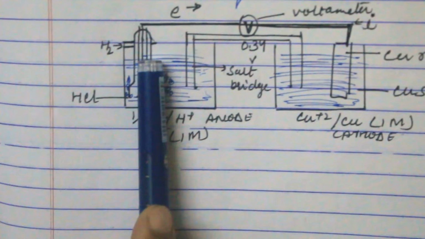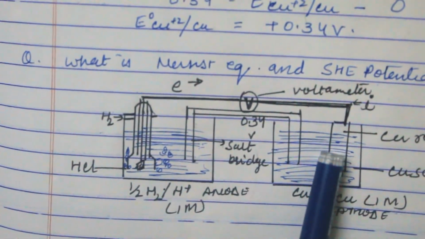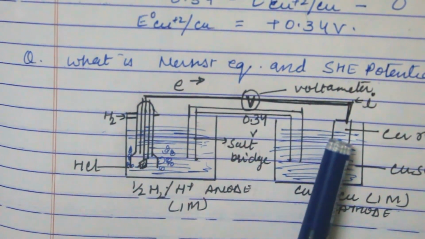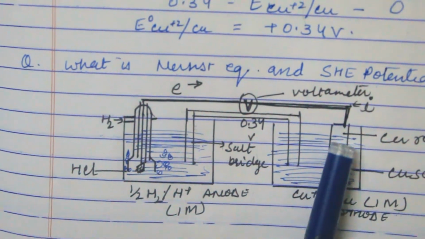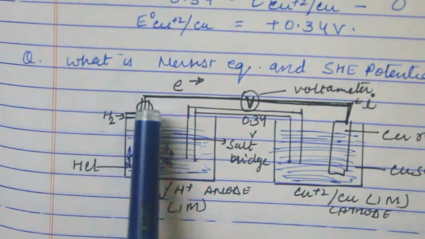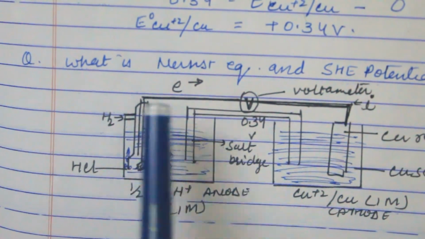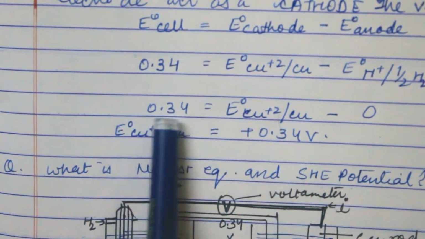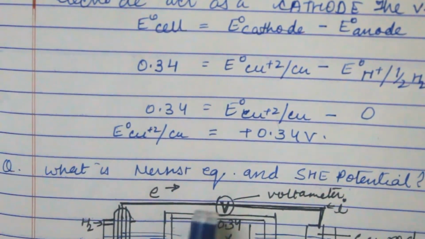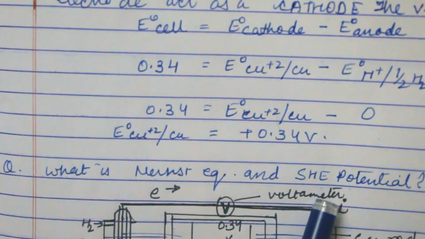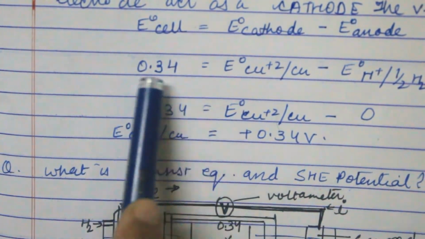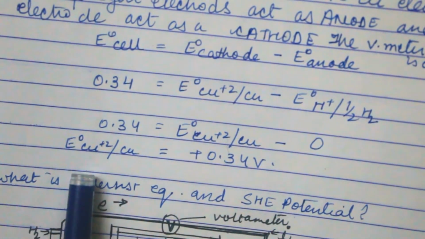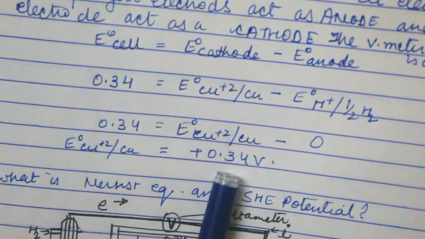Again, if the hydrogen electrode is on the left hand side and the copper electrode is on the right hand side, here hydrogen acts as anode and copper acts as cathode, as current flows from copper to hydrogen and electrons flow from hydrogen to copper. According to this equation, we put the value, which is given by the voltmeter. When current flows from this side and electrons flow from the hydrogen side, the voltmeter value becomes 0.3. When we put the value in the equation, we get copper ion upon copper as 0.34 volt.